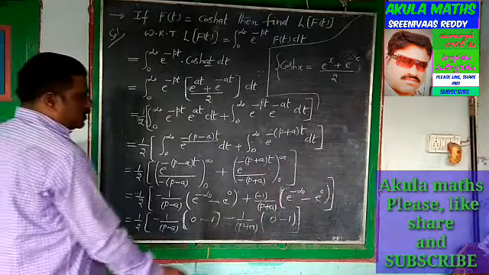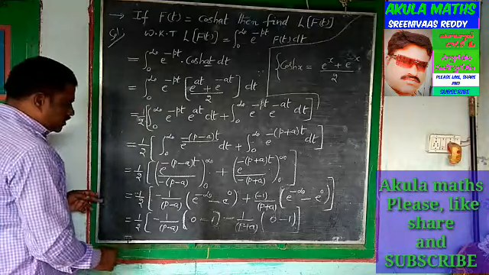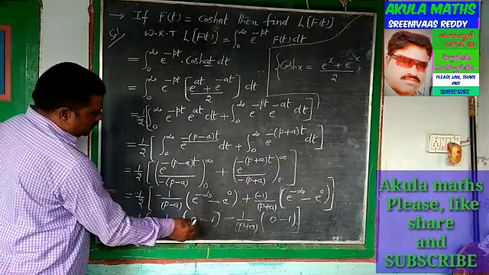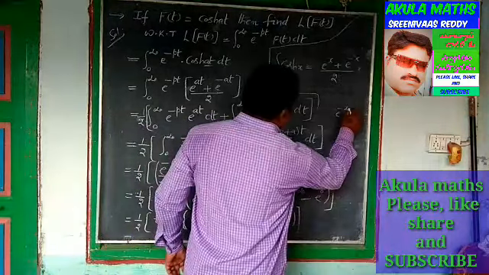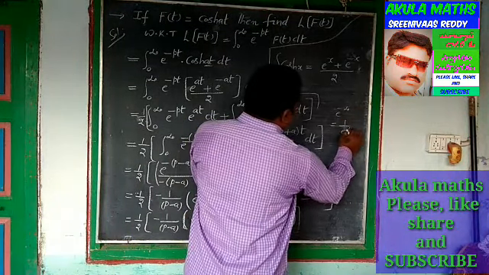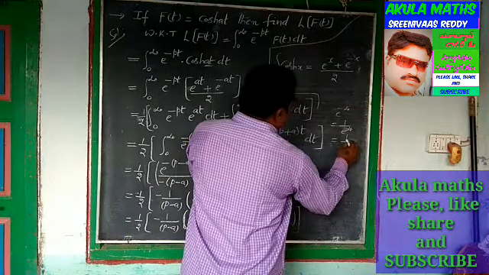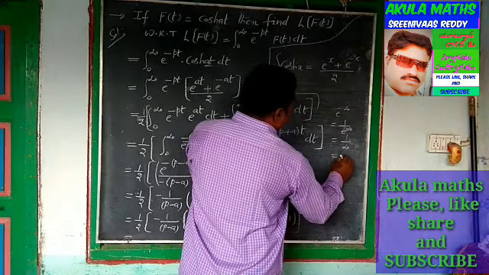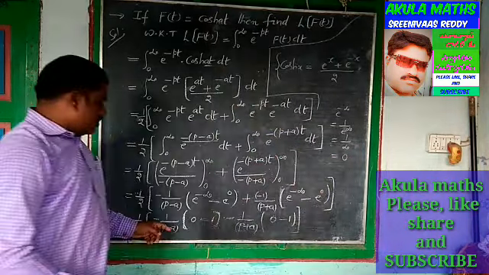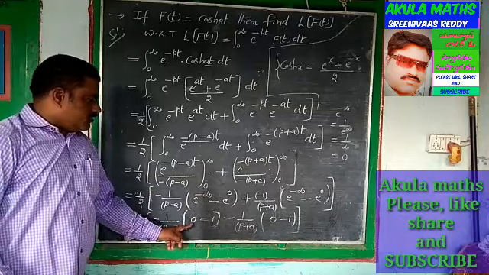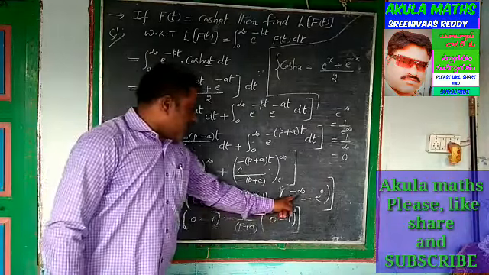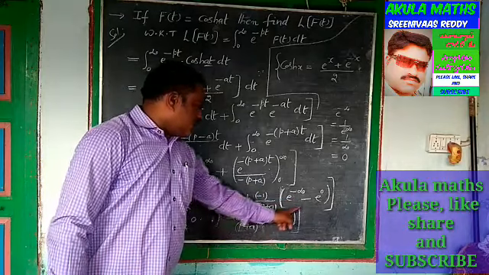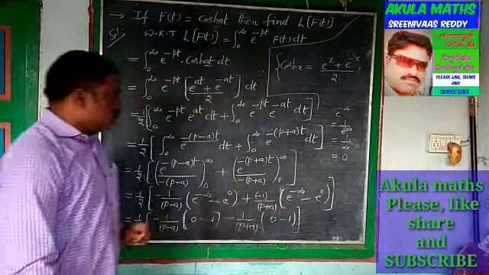That is the f of b minus f of a formula. So e power minus infinity is 1 by e power infinity. So 1 by infinity is 0. So e power minus infinity value is 0, and e power 0 is 1. So here also e power minus infinity is 0 and e power 0 is 1.